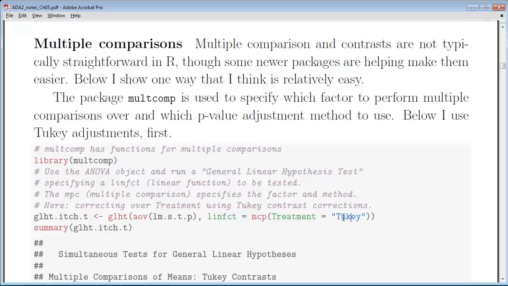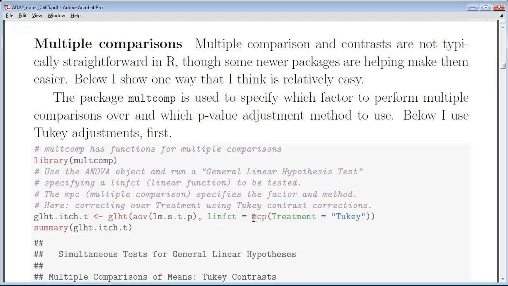For example, you can do Tukey contrast corrections, or you can do Bonferroni or Fisher's, which doesn't do any multiple comparison correction. And so in this function, we take the regression, or the linear model object. We need to wrap it in analysis of variance, AOV. And then we need to specify the linear functions that we're comparing.